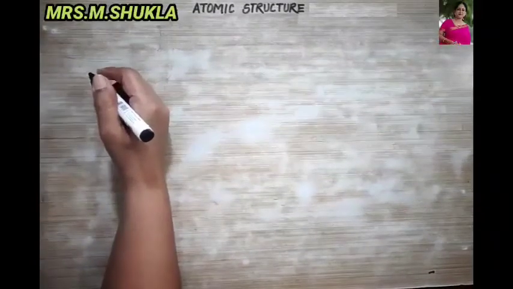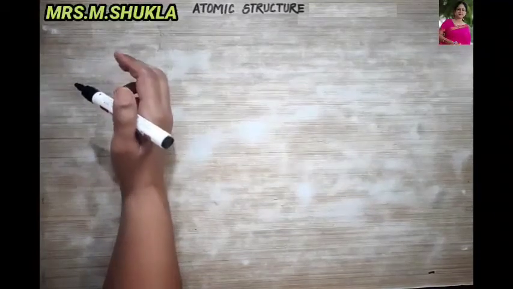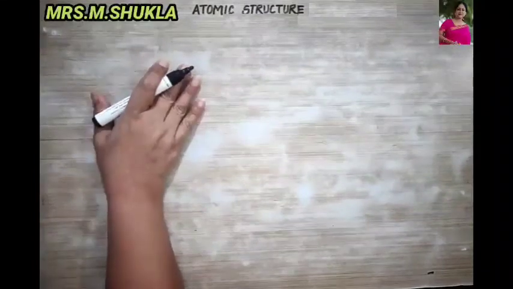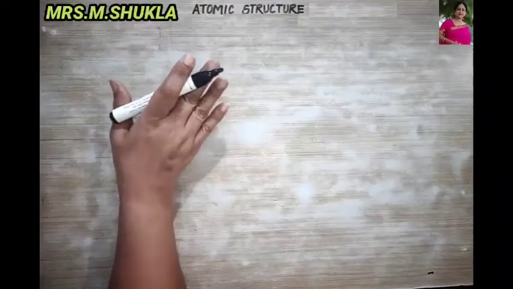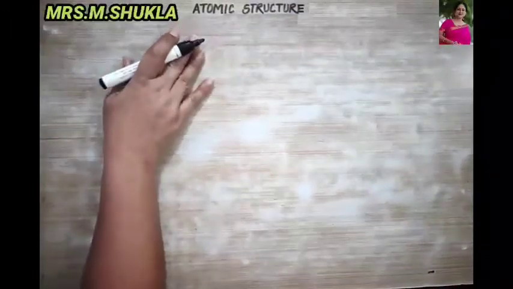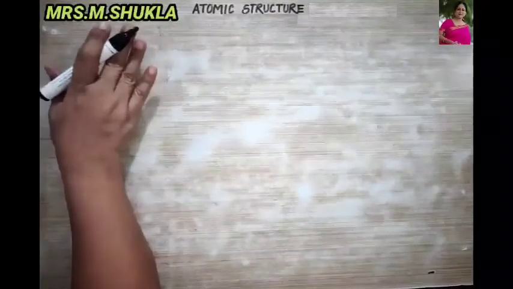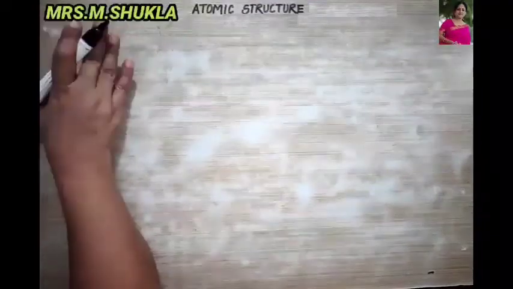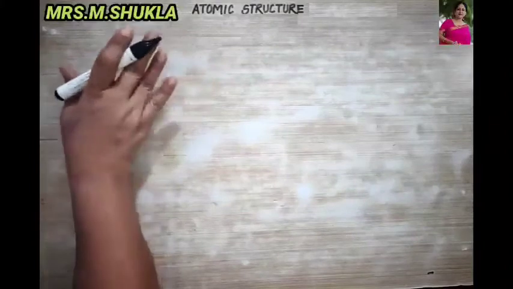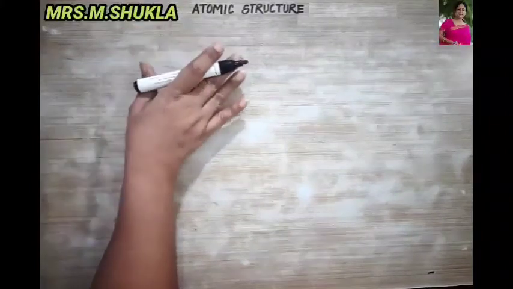In the last video we had studied about the discovery of electrons, and today we are going to talk about the discovery of protons and neutrons. Okay, so in this chapter of atomic structure, as I said last time, we had studied the discovery of electrons, right? And also the scientists knew that atoms are electrically neutral.